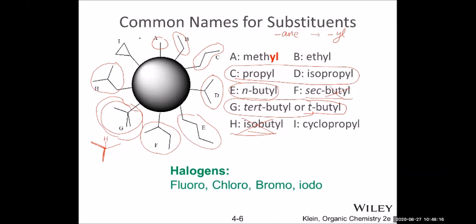If the side chain starts from a cycloalkane, a ring, one of the hydrogens on the ring is removed, and then that is attached to the parent, you simply replace the last three letters ANE by YL. You get the name of the group. So this has 3 carbons. We call it cyclopropyl because it comes from cyclopropane.